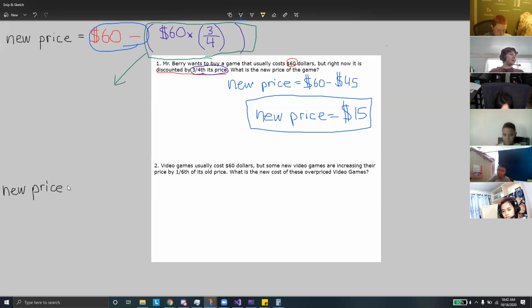equals, so remember, we have to write the original price first. The reason why we have to start with the original price is because the new price is found by changing the original price. So in order to change the original price, we need to know what the original price is. So let's go ahead and do that. Our original price, oh, it is $60 once again. So that's convenient, $60.